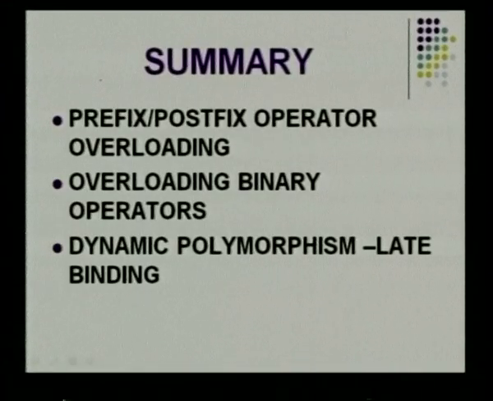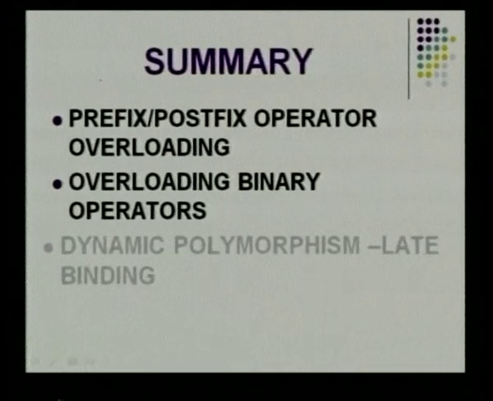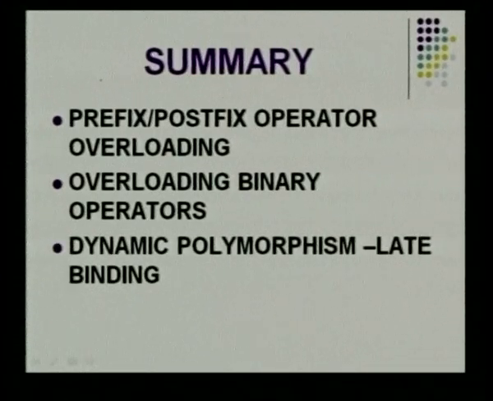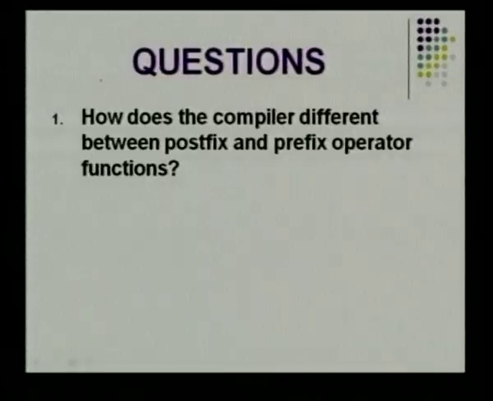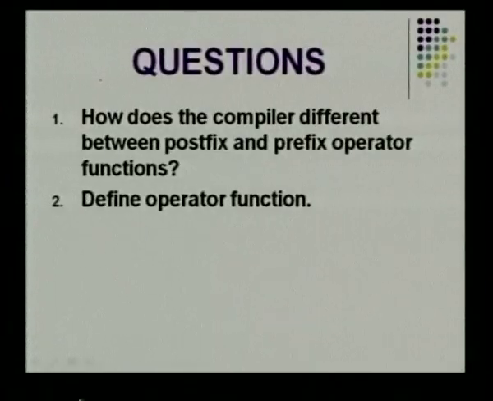So, in today's session we have seen about prefix and postfix operator overloading, the concept of overloading binary operators, and dynamic polymorphism, definition of late binding, and why virtual functions are needed to implement this concept. How does the compiler differentiate between prefix and postfix expressions? It is using the arguments. In the case of a prefix operator function, it will not have an argument. In the case of postfix, it should have an argument, preferably an integer. An operator function is the user defined function which actually tells what extra work that particular operator should be doing.